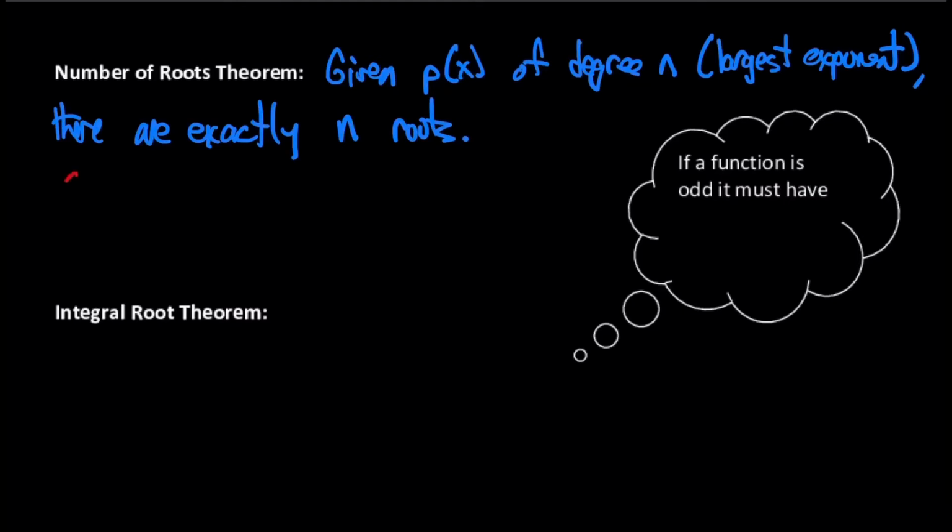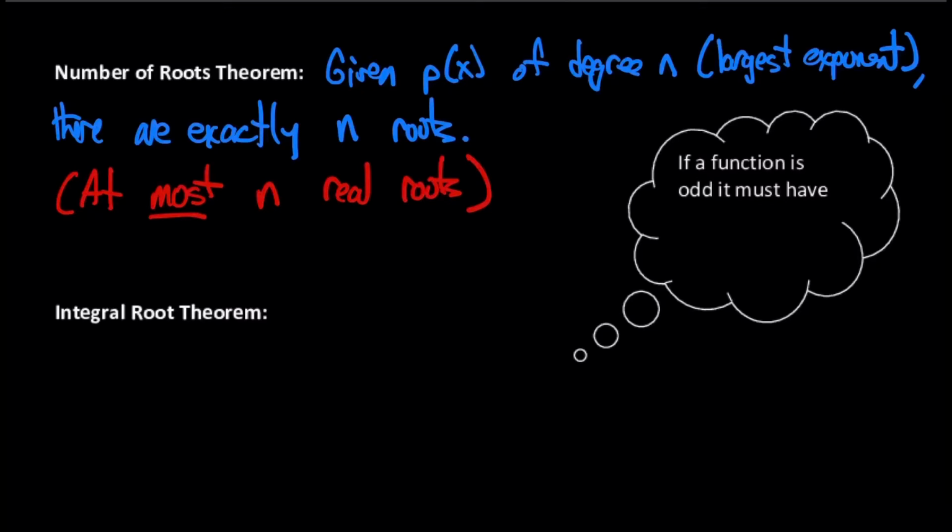There are at most n real roots. So there could be less. If it's a fifth degree, you could only have 3 real roots, 1 real root, or you could have 5 real roots. But you can also have imaginary roots. So that's what this theorem says. There will be exactly n roots, but not all of them will be real necessarily.